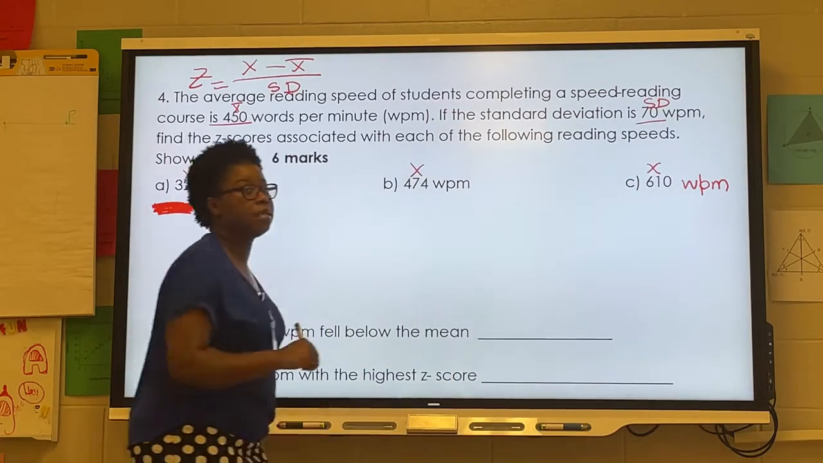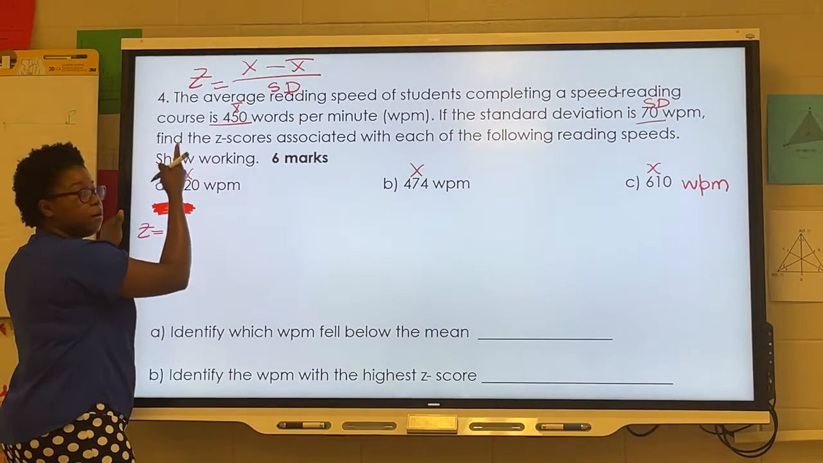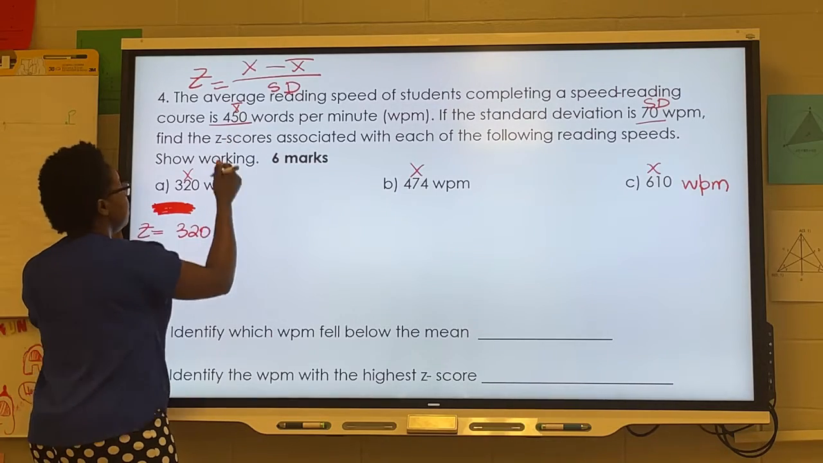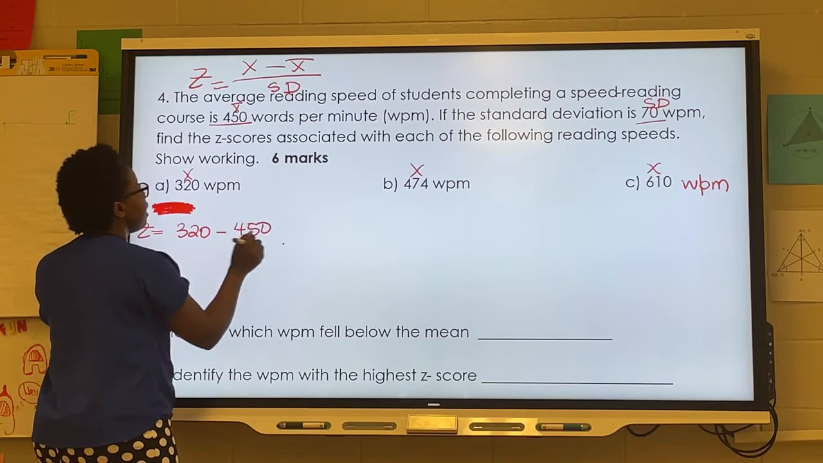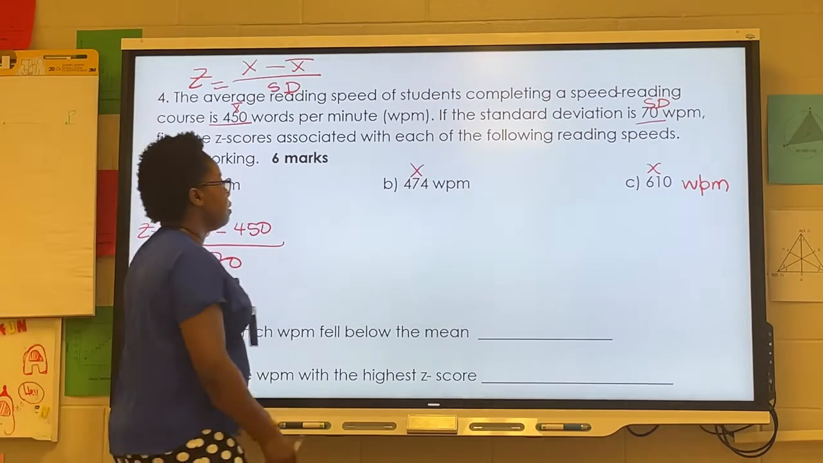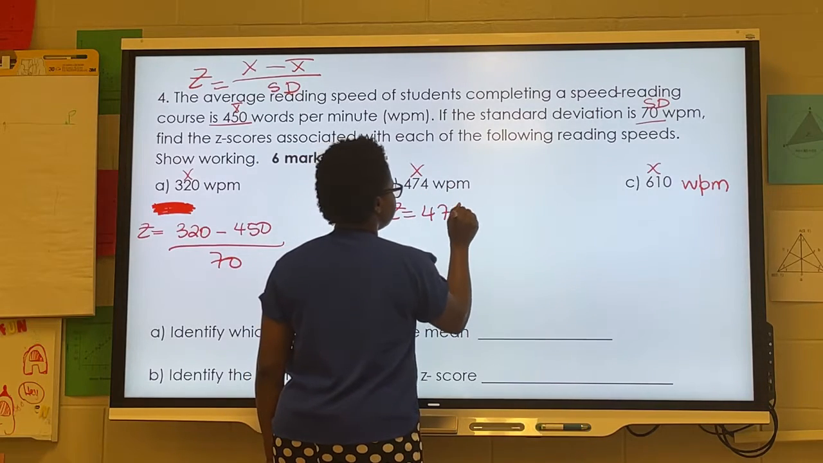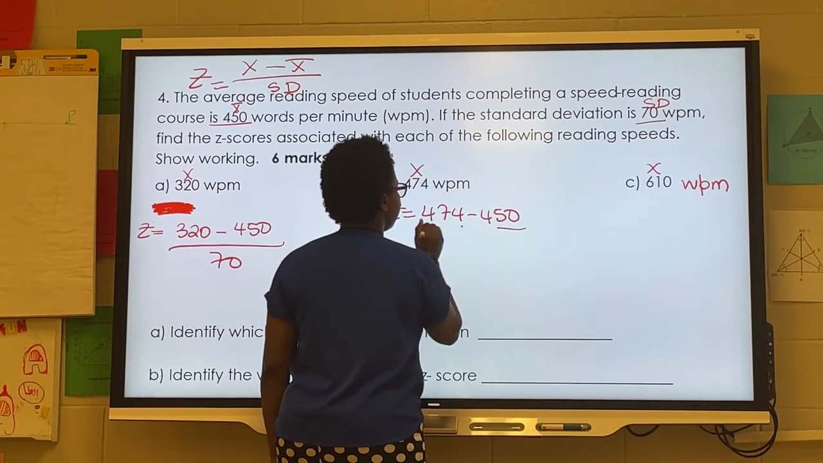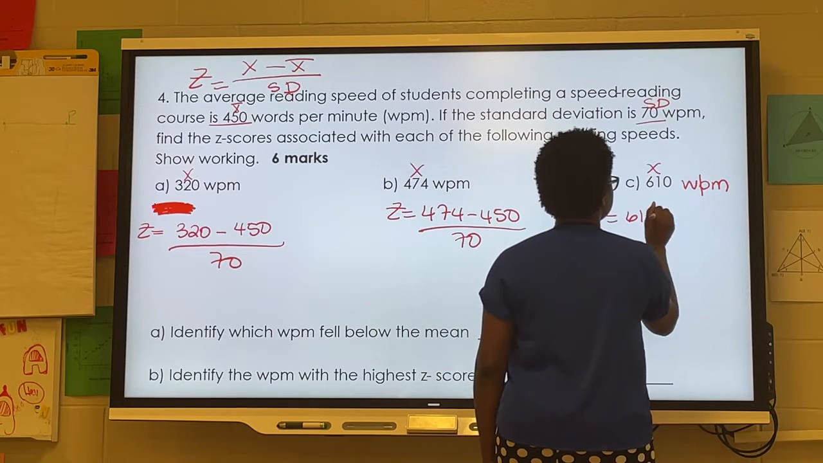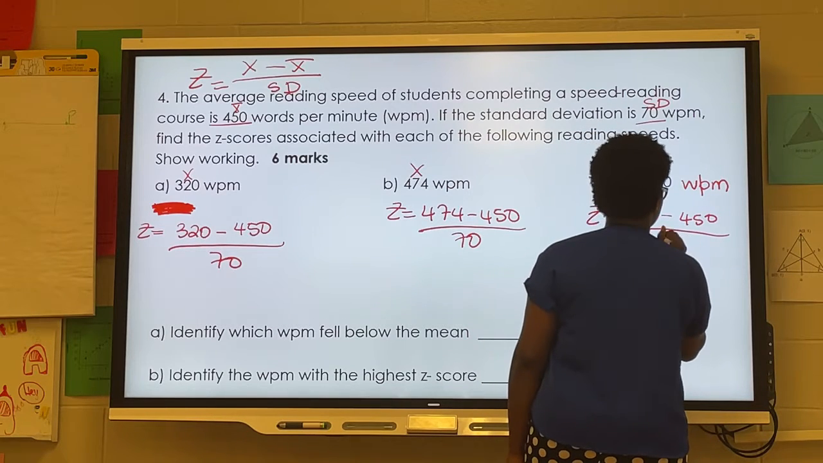So let's go ahead and find the Z-scores for all of them. We know the formula, so we basically plug what we know into the formula. So X is 320, minus the mean, which is 450, divided by the standard deviation, which is 70. And this one, same thing: the data value minus the mean, divided by the standard deviation.